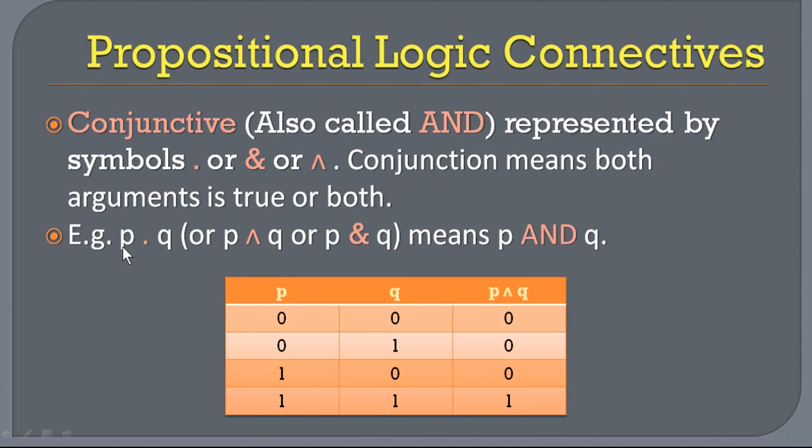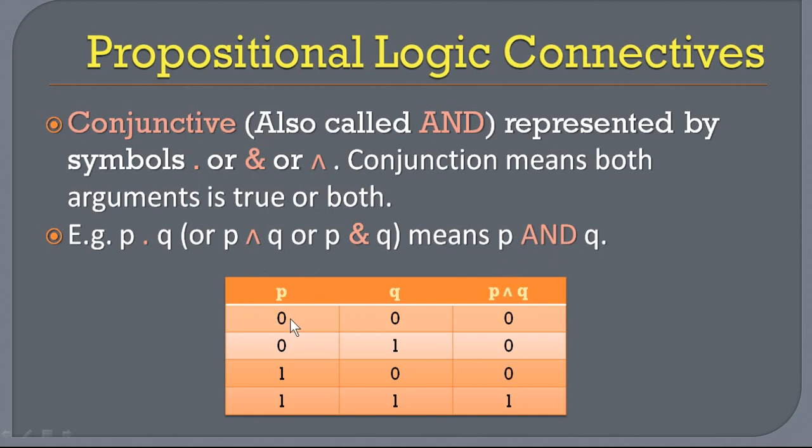So you can see the example P dot Q. This is one way of writing, or you can write it as P inverted V Q, or you can see a caret symbol. Then you have P ampersand Q. So all these are representing nothing but P and Q. So you can see a table here.